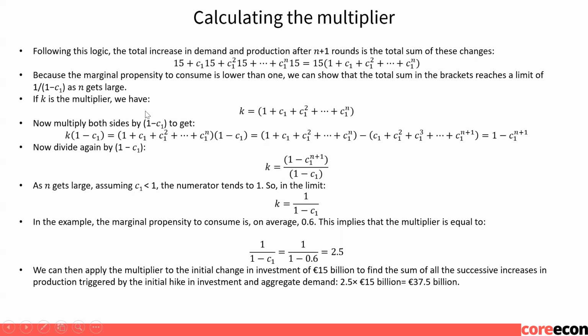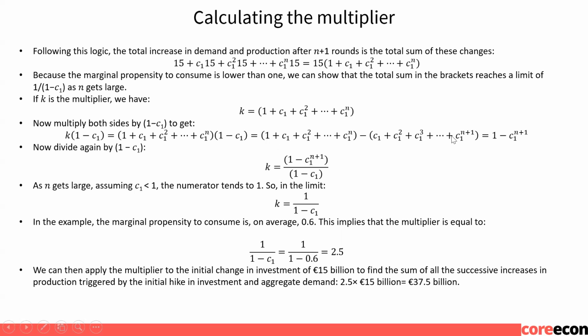Now, can we open this parenthesis up? We can. We have 1 times this whole bracket, which is going to be itself, minus c1 times the whole bracket. Well, notice c1 times 1, c1 times c1, c1 times c1 squared is going to turn into the first term c1, the second term c1 squared, and we have one more, c1 cubed, and it goes on, right? So the last term here was c1 to the power n, times c1 is going to turn into c1 to the power n plus 1 here.